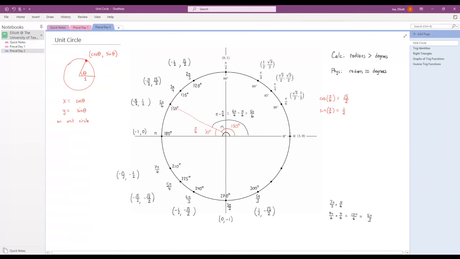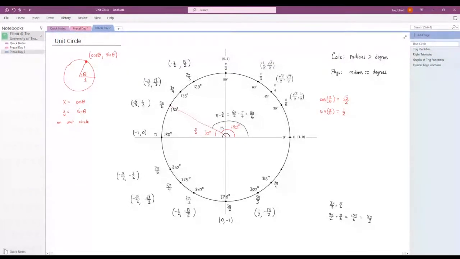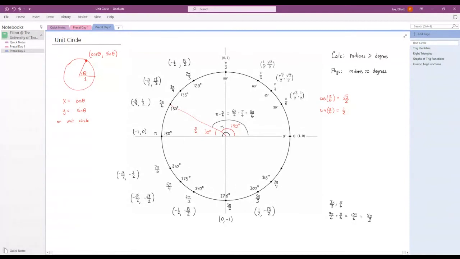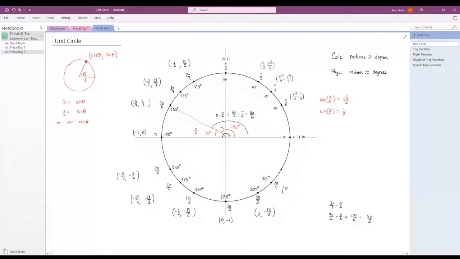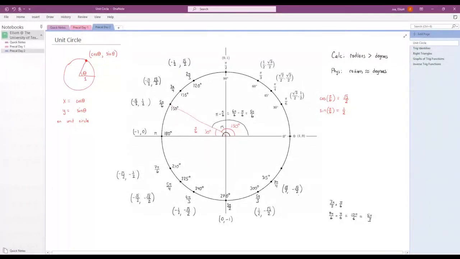So this is 45 degrees, so 270 plus 45 puts you at 315. Or you could add pi over 4 to this. And then it will have coordinates root 2 over 2 and minus root 2 over 2.